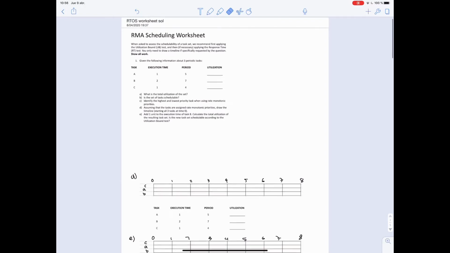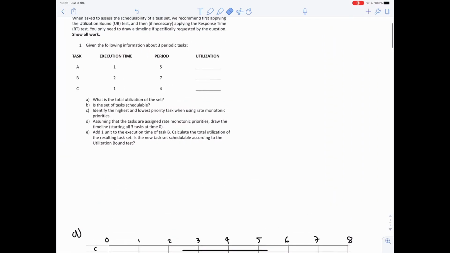To start off, we're asked what is the total utilization of the set of tasks A, B, and C. To calculate the total utilization, we have to calculate the utilization of each individual task and then add them. For task A, it would be 1 divided by 5, the execution time divided by the period, which gives us 0.2. For task B, it would be 0.286. And for task C, it would be 0.25. When we add them all together, we get the answer for part A, which is 0.735.